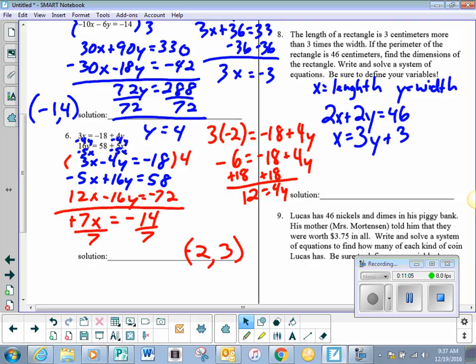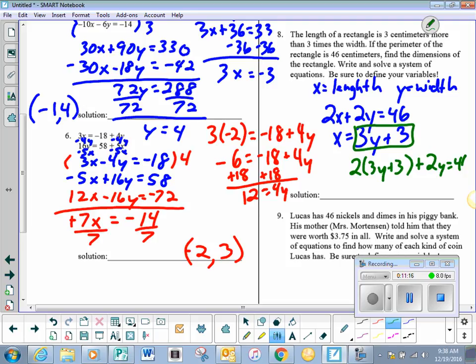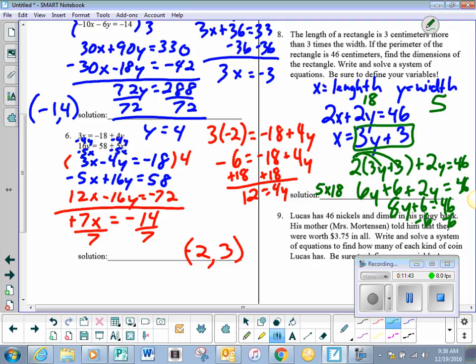This is already set for substitution, isn't it? So then I can just plug in right here. 2 times 3y plus 3 plus 2y equals 46. Distribute: 6y plus 6 plus 2y equals 46. 8y plus 6 equals 46. Subtract 6. 8y equals 40. y equals 5. So what's 5? The width. What is the length? It's 3 times 5 plus 3. That's 18. So it's 5 by 18. 5 centimeters by 18 centimeters.